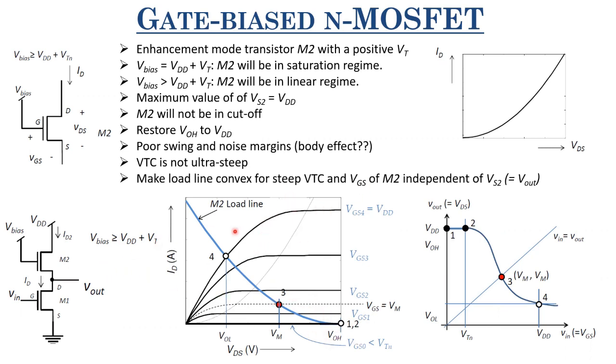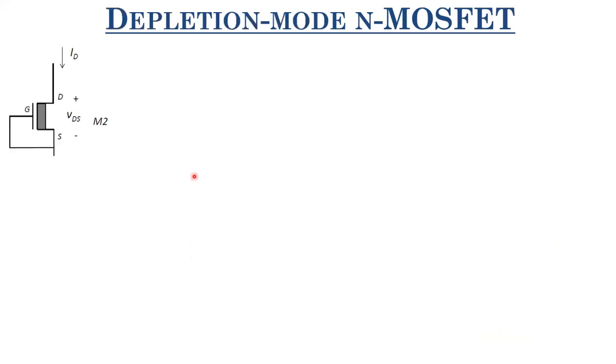And again, we also want the VGS of M2 to be independent of Vout, because as Vout is changing, VS is changing, and body effect will lead to a change in threshold voltage. That leads to some amount of nonlinearity as well. So these are the two things that we want. So what people did was, people came up with the depletion mode MOSFET.